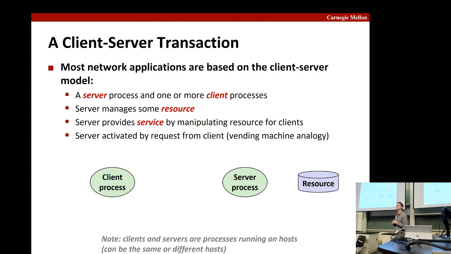Today we're going to transition into talking about network programming. In particular, this will be the core material that you need for the proxy lab, which is the final lab in the course.